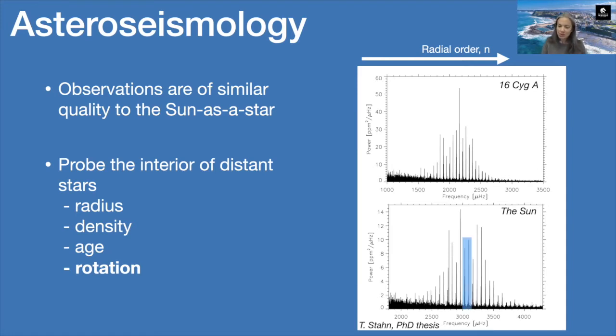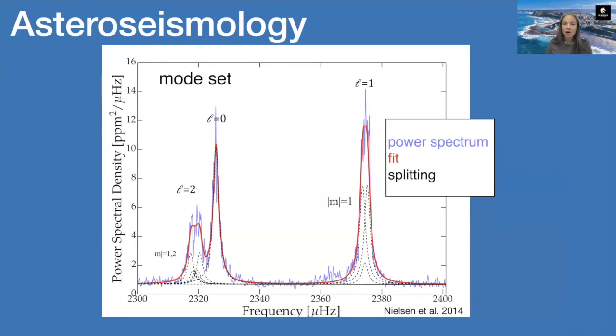If we just zoom in here on a typical section of the power spectrum, what you're seeing is what we're calling a mode set. The power spectrum in this case is the purple line. The fit to that power spectrum is shown as the red line. And what is fit here is also what we call a rotational splitting, and this is shown by the dashed curve.